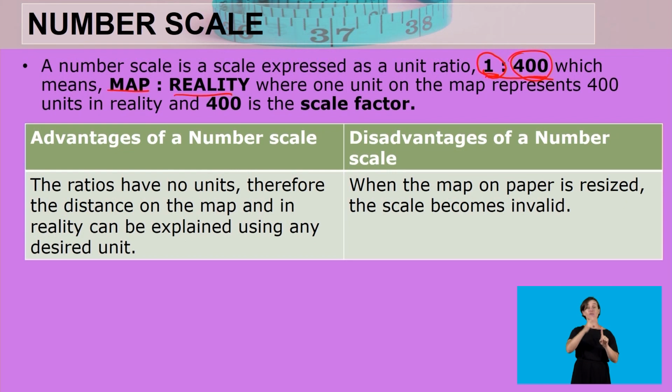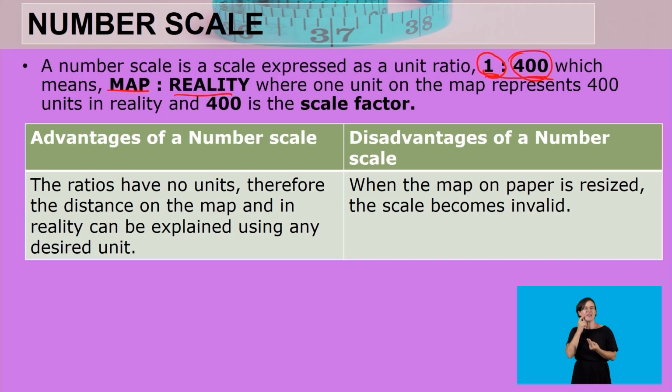Advantages of a number scale. The ratios have no units, so you're not working with any specific units. You will be directed by the question how you should leave your units at the end after calculating. Therefore, the distance on the map and in reality can be explained using any desired unit.